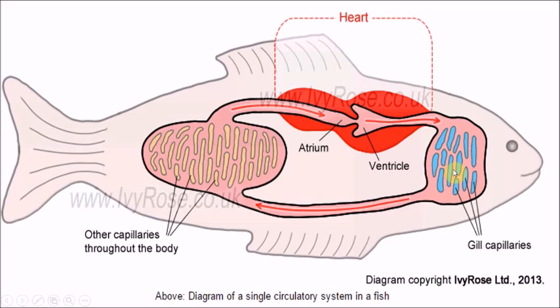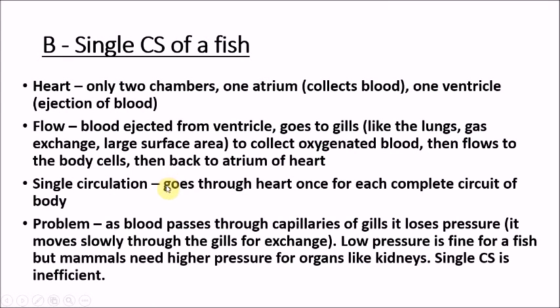Oxygen is absorbed from dissolved oxygen in water, and CO2 is given out to the water. This oxygenated blood then travels to the other capillaries of the body, not just here, but all over the fish for respiration, and then the blood will become deoxygenated and make its way back to the heart. Deoxygenated blood will carry CO2 to then transfer to the gills to get rid of it. There will also be valves in this part here, because this is a vein leading back to the heart, but you usually don't get valves in arteries leading to the body. Single circulation means that it goes through the heart once for each complete circuit of the body.